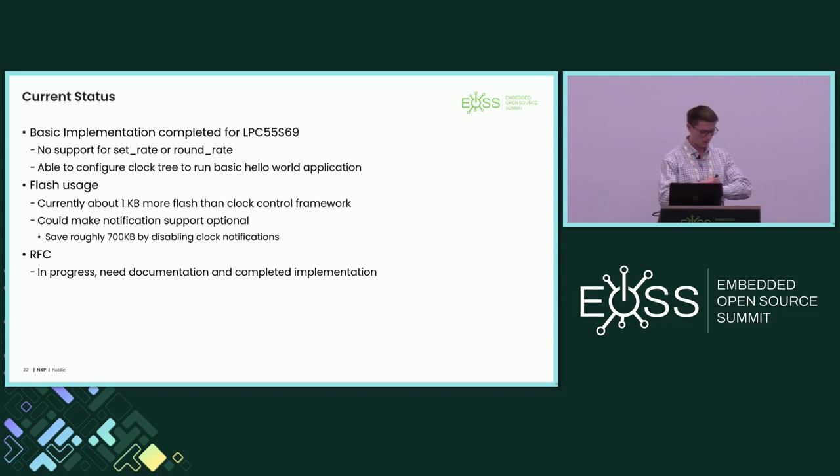Now I wanted to go over the current status of this implementation. I have a basic implementation completed for the 55S69, which is why I keep referencing its clock tree all over this presentation. We can configure the clock tree to run a basic Hello World application. The main issue I am still trying to figure out is flash. Currently it's about a kilobyte of additional flash to do this framework with the notification callbacks. If we turned that off, because for a case where you don't care about power management you're likely setting up clocks once, we get it down to about 300 bytes of additional flash versus using the clock control framework. But there still is a flash impact. RAM in both cases is negligible, I think less than 100 bytes, so it's significantly less impact.